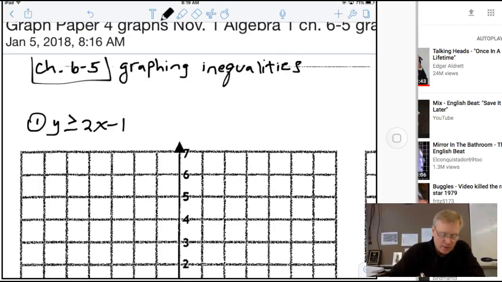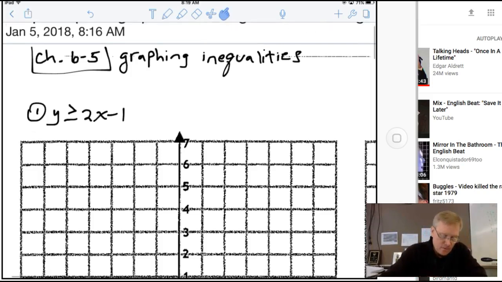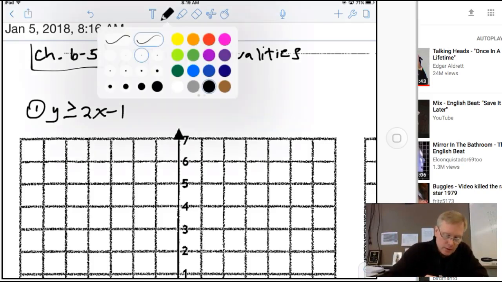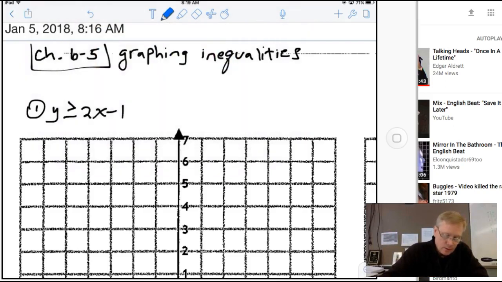Today I'm going to show you guys about graphing inequalities. It's chapter 6-5 in Algebra 1. And now this is an inequality, and we've already solved inequalities. We had a section on that earlier. There's a couple things with this.